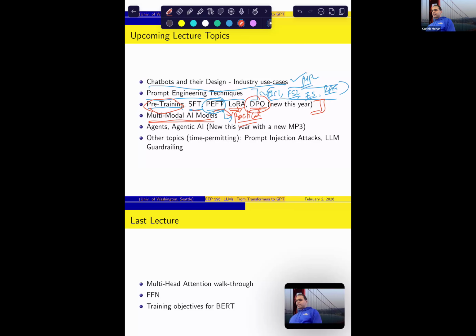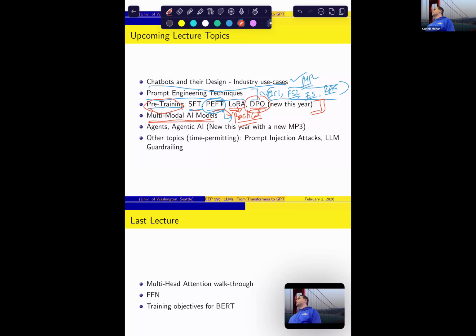Multimodal AI models, I think this is where we'll also cover stable diffusion and vision-based models and text-to-image, text-to-video generation, and maybe we'll do some in-class exercises on it, so you get some hands-on experience.